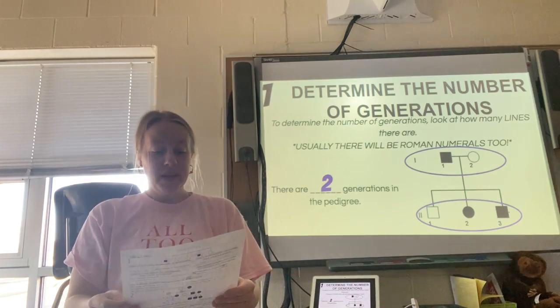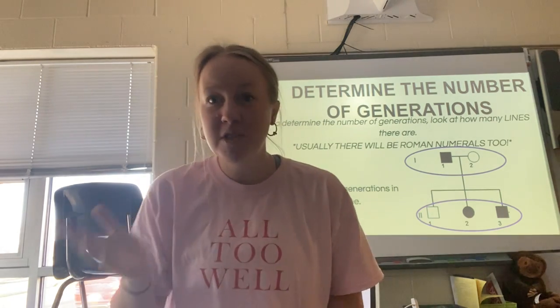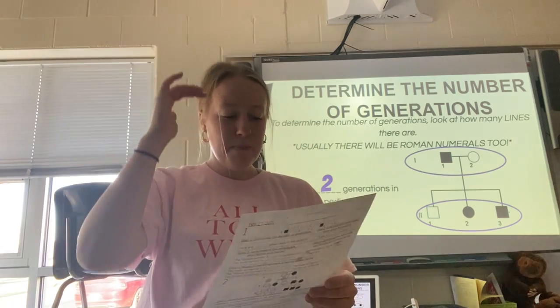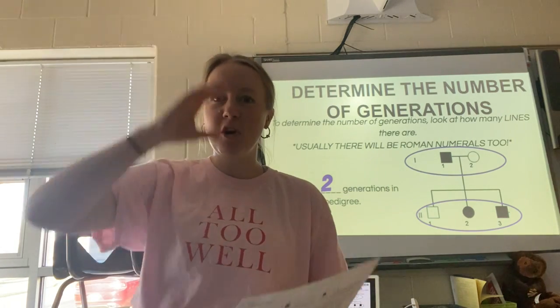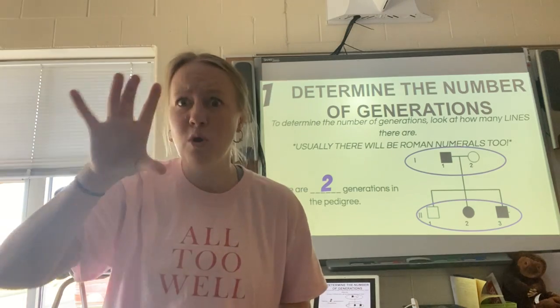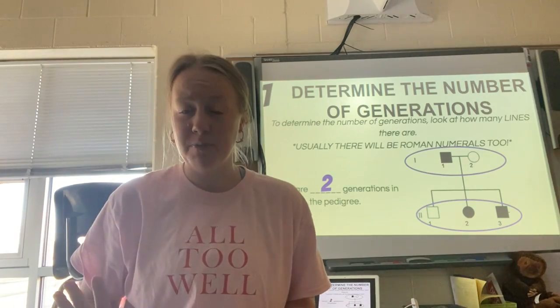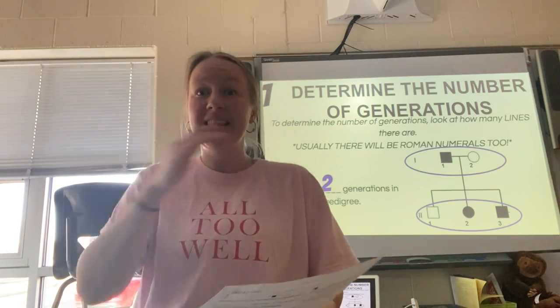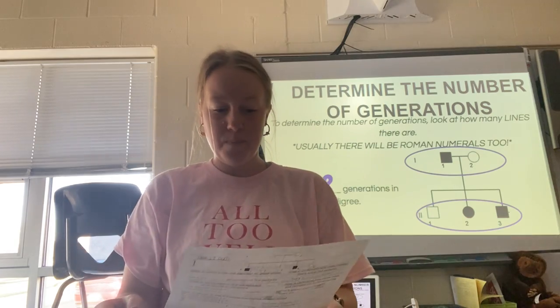The first step is that you need to determine the number of generations. So how many people are there? How many generations are there? There is a parents and how many offspring did they have? And then did those offspring have any offspring? So I wanna look at how many lines there are in this pedigree.